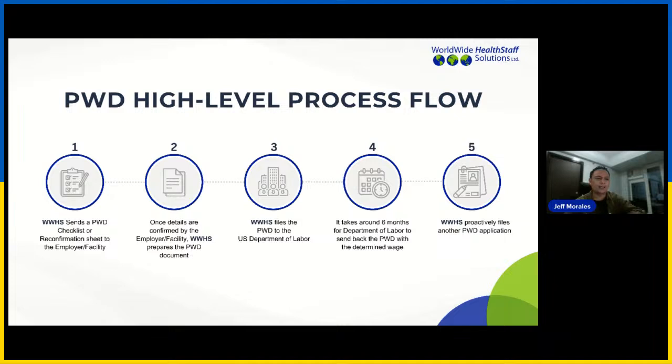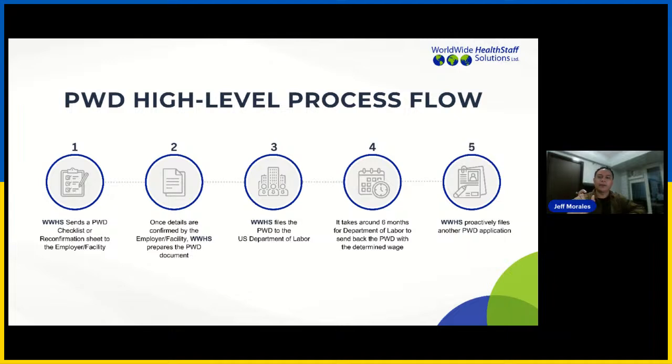Immigration lawyers, paralegals, legal assistants, and legal clerks work hand in hand with our account management team, ensuring that the information put in the prevailing wage determination document is accurate. Once we have all of that information, we file the PWD to the U.S. Department of Labor. Right now, it normally takes 6 months for the U.S. Department of Labor to give us the PWD back with the confirmed determined wage.